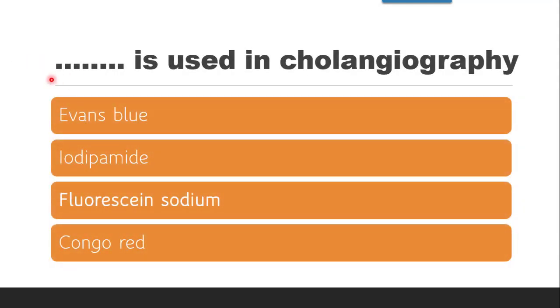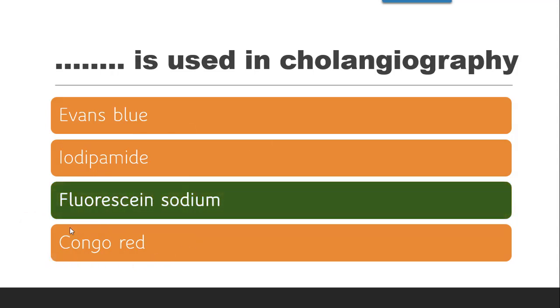Next question is, dash is used in cholangiography. Now cholangiography deals with the X-ray examination of the bile duct. The options are Evans blue, iodipamide, fluorescein sodium and Congo red. The correct answer is fluorescein sodium. Fluorescein sodium also has a role in cholangiography, the examination or visualization of bile ducts.